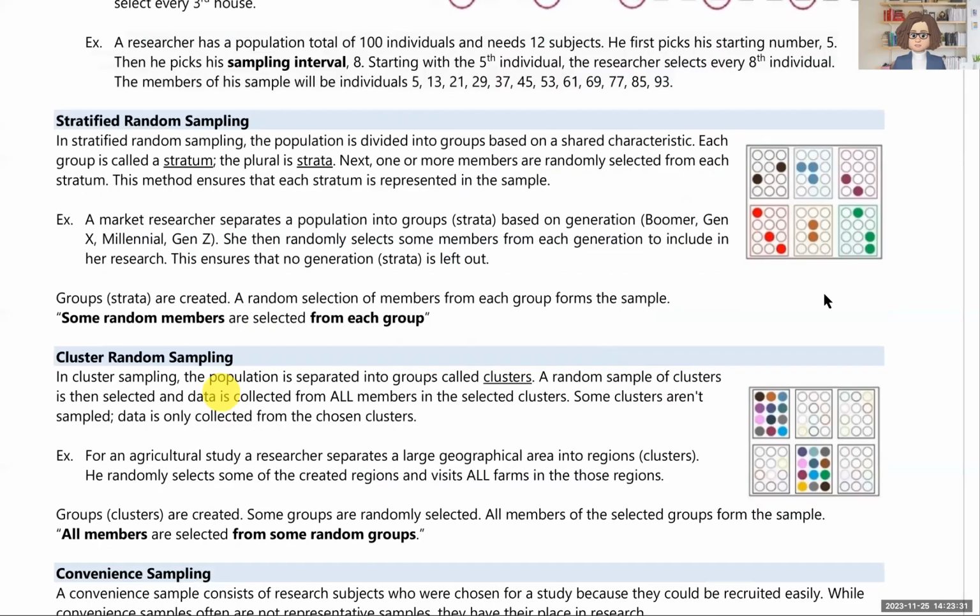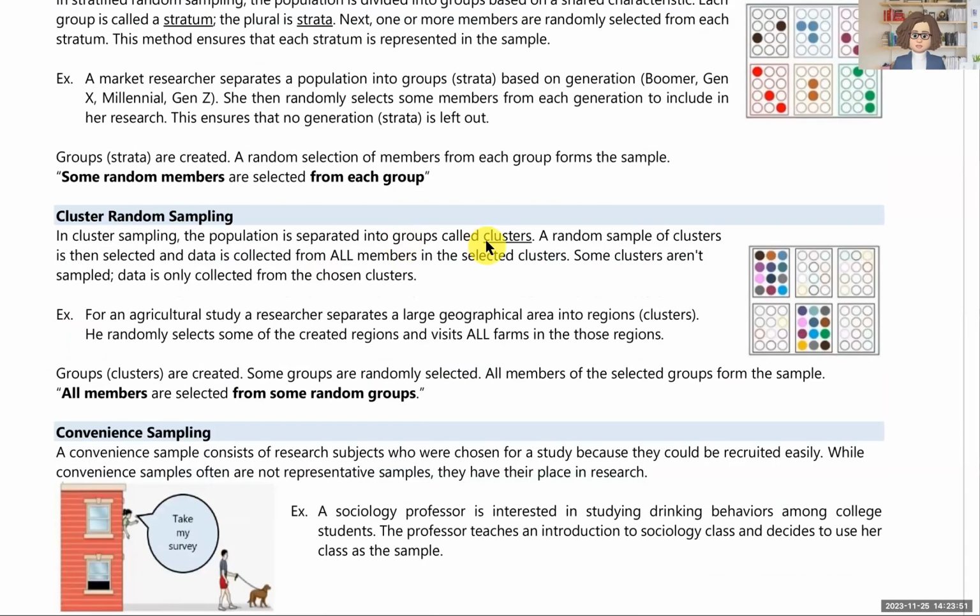In stratified, we've got the grouping going on based on some characteristic that they share. And then at random, we pick some individuals, so some random members from every group. All right, let's see how that compares with cluster random sampling. So in cluster sampling, the population is still divided into groups. Now they're called clusters. And then we take a random sample of clusters and collect data from all members in the selected clusters. So some clusters will not be sampled. The ones that are chosen, we take all members from those clusters.